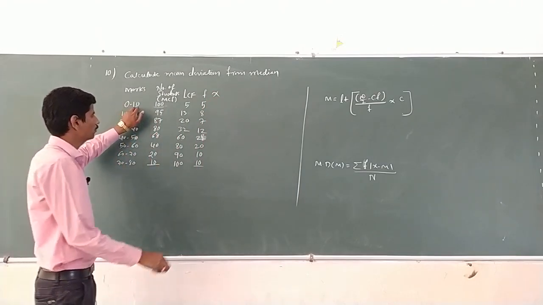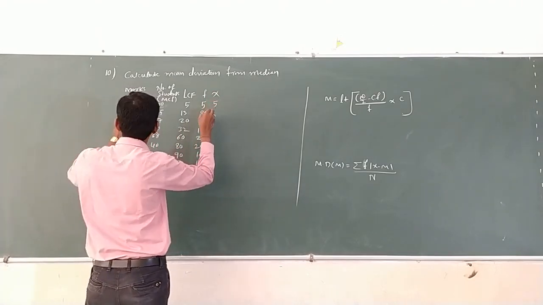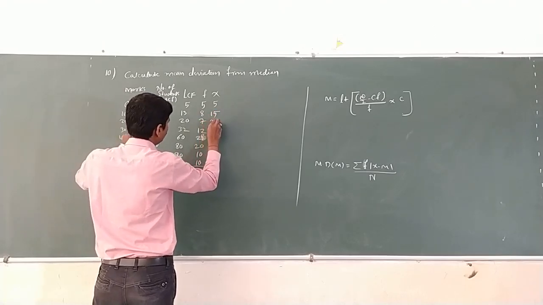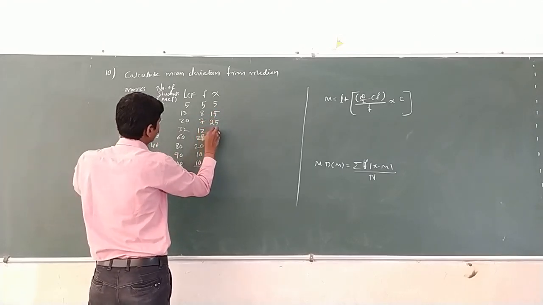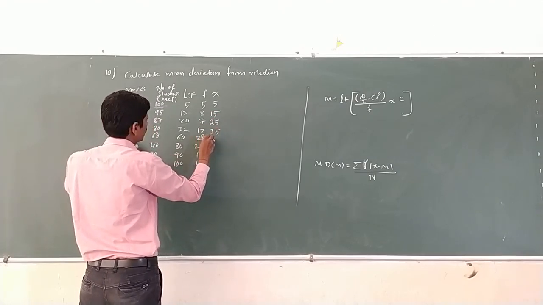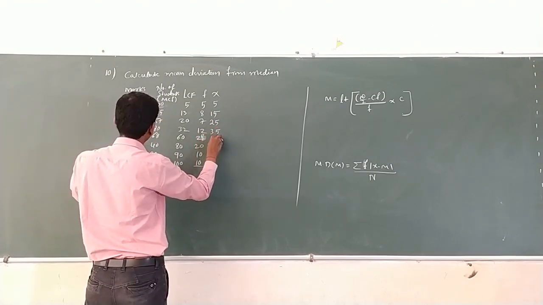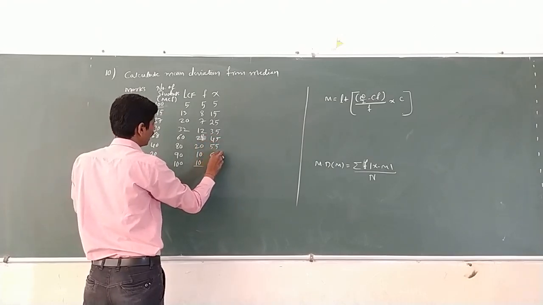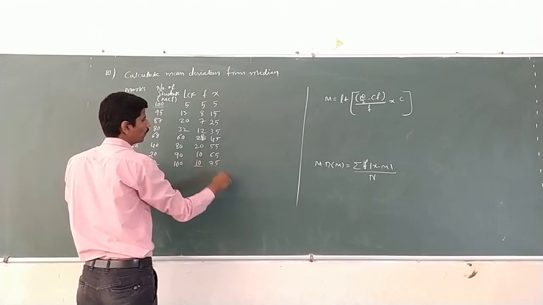For 0 to 10, the class mid value is 5. The next, 10 to 20, is 15. The next, 20 to 30, is 25. 30 to 40 is 35. 40 to 50 is 45. 50 to 60 is 55. Then 65, and the last one is 75.